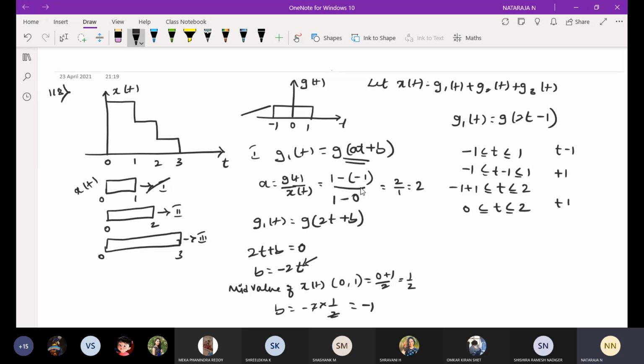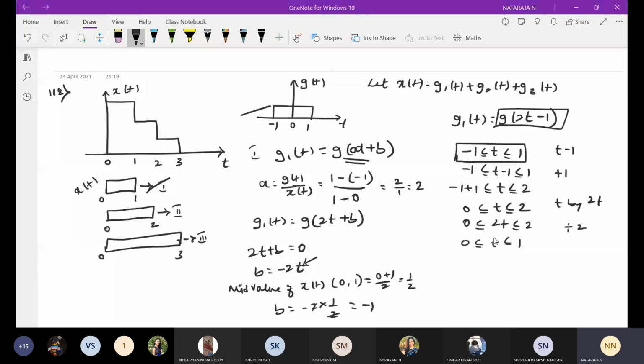Now t is replaced by 2t: 0 less than or equal to 2t less than or equal to 2. Now I need to divide by 2, so 0 less than or equal to t less than or equal to 1. I have considered the signal of g of t and substituted the values that I got. For the first case, I got 0 to 1.